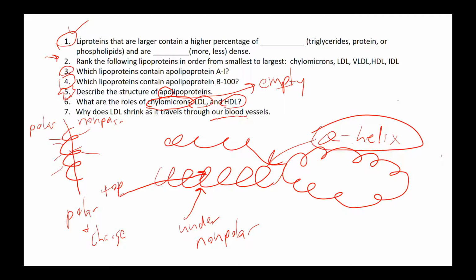All right, number 7, our last one, why does LDL shrink as it travels through our blood vessels? We actually alluded to this on the previous slide, because LDLs are losing lipoproteins as they move through our bloodstream. I might have said that wrong. LDLs are losing triglycerides as they move through our bloodstream because of lipases. So lipase enzymes are delipidating LDLs as they move through our bloodstream, causing them to lose free fatty acids and monoacylglycerols to our bloodstream, and this then causes them to shrink in size.